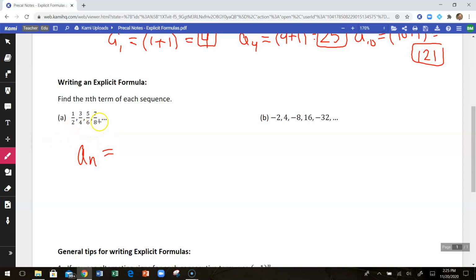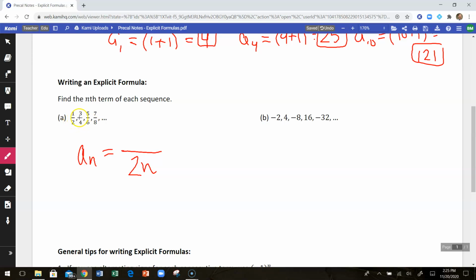I do notice a pattern on the bottom. I have all the even numbers, right? 2, 4, 6, 8, and so forth. I know the next one's going to be 10, and then 12, and so forth. So on the bottom are all the even numbers. Remember, we're going to write 2n. If I plug in 1, I get 2. If I plug in 2, 2 times 2 is 4. Plug in 3, 3 times 2 is 6. Plug in 4, 4 times 2 is 8, and so forth.